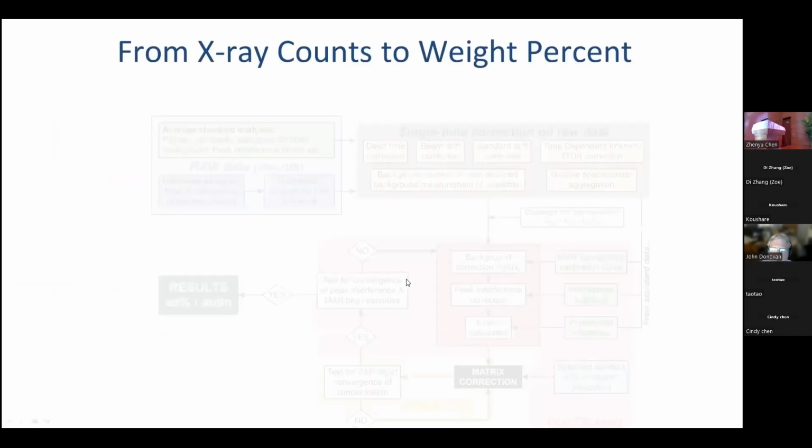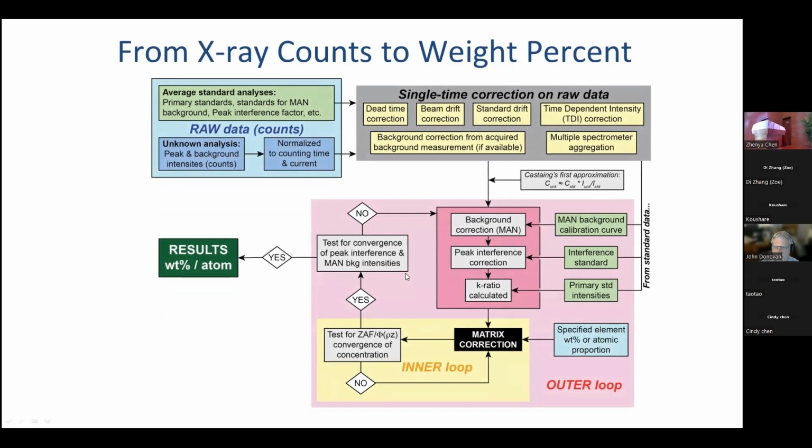Okay, so how do we go from X-ray counts to weight percent? I'm not going to discuss this in any detail, but the important thing to remember is that we start out with intensities, we make a first approximation, and we perform the various corrections: background correction, hopefully an interference correction, and we get a K ratio. This might be a MAN background correction or off-peak correction. We use an interference standard for the interference correction, and we have our primary standard to get our K ratio. Do a matrix correction, and then we check convergence on all of these things.